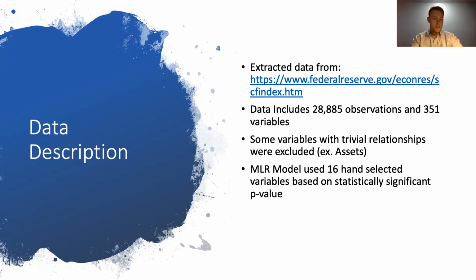And from there, I started by building my base model with just simple multiple linear regression. So I looked at which variables are statistically significant based on p-value, and I ended up with a model using 16 hand-selected variables from the data.